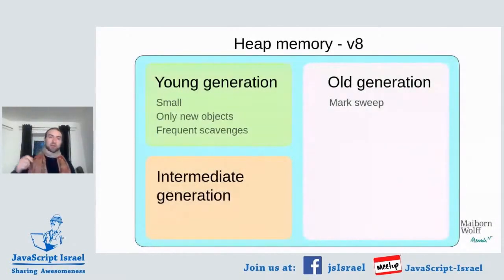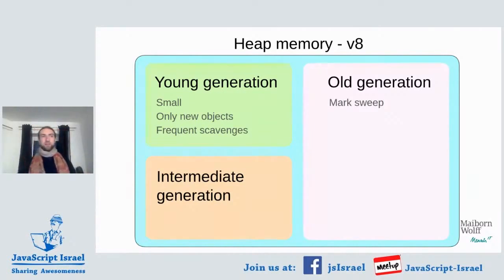So when the object has not survived a first garbage collection run, a scavenge in this case, then it will go into the intermediate generation. And if it survives a second time, then it is moved into the bigger heap part, the old generation, also called old space. And we have a different algorithm to go through that memory, which is more computation. You have to invest more CPU time to check all these, also because it's a lot bigger.